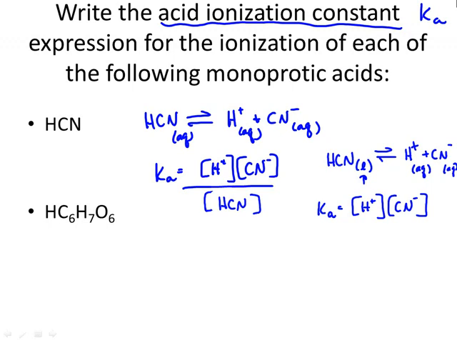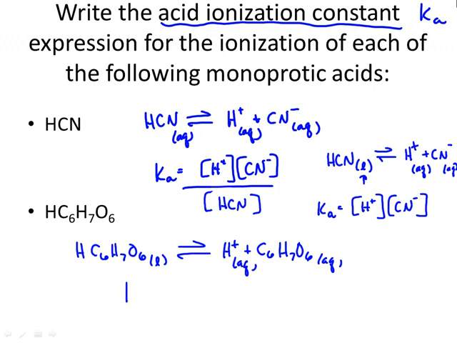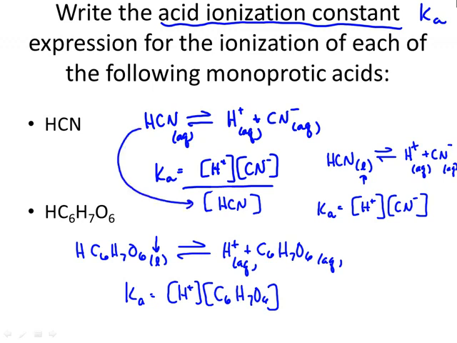All right, so HC6H7O6 goes to C6H7O6-. Let's assume this is a pure liquid. We get H+ plus C6H7O6-. These are aqueous. And so Ka equals the concentration of each of my products. And I'm finished because in this scenario, I made my reactant a pure liquid. Now, if it wasn't a pure liquid, then just like with my HCN example up here, I would find my acid in the denominator.